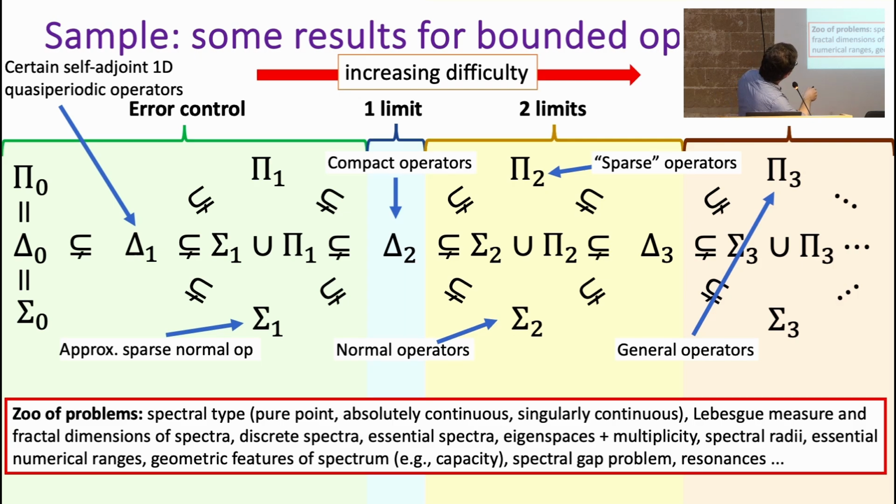So certain quasi-periodic 1D Schrodinger operators. Here are compact operators. You need one limit, but you can't get error control, which people might find surprising, even if it's self-adjoint. Over here, you need two limits, so sparse operators, normal operators. Over here are the really bad ones, three limits, general operators.